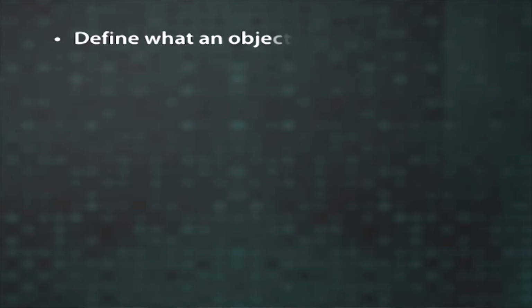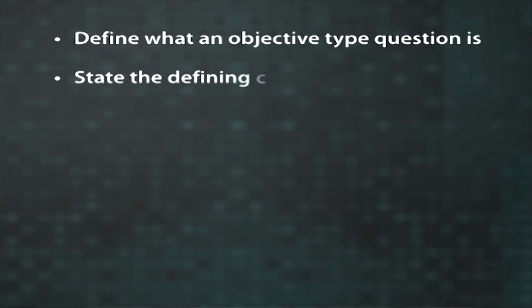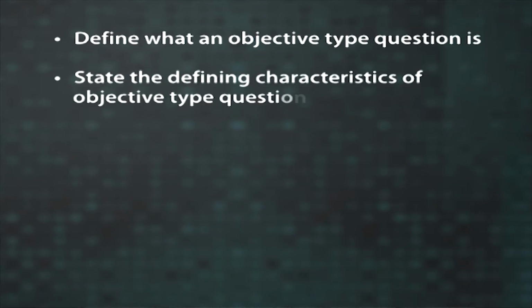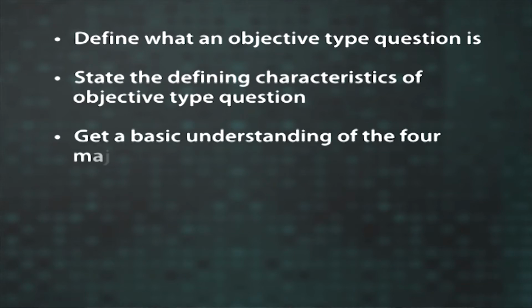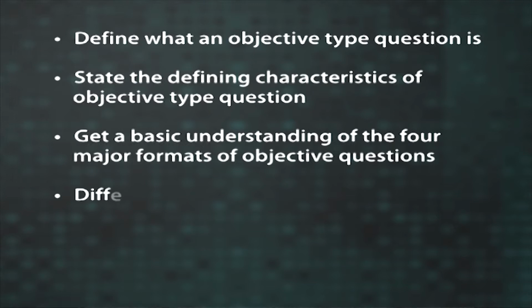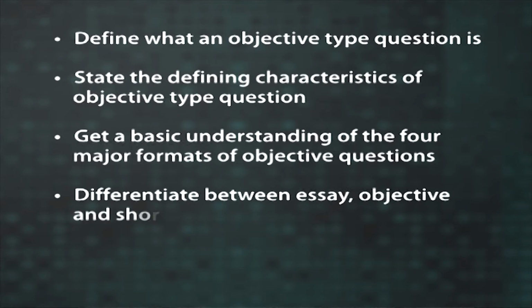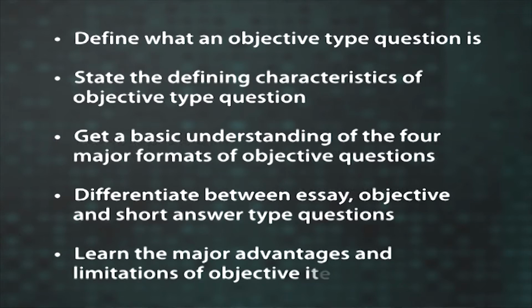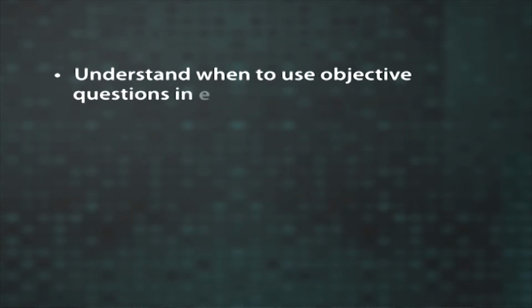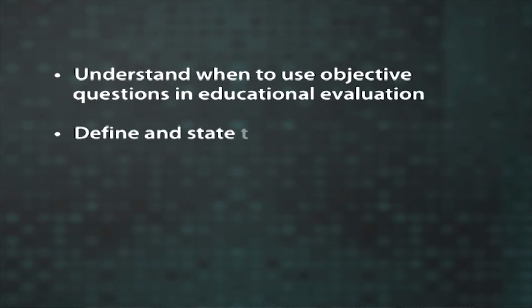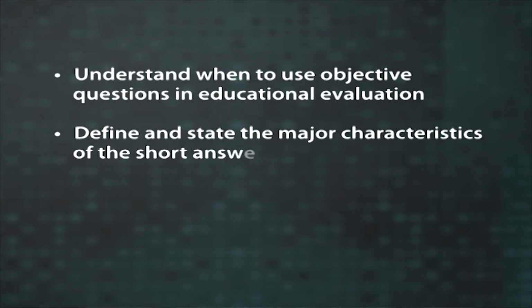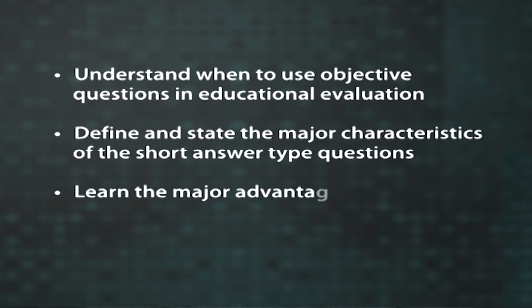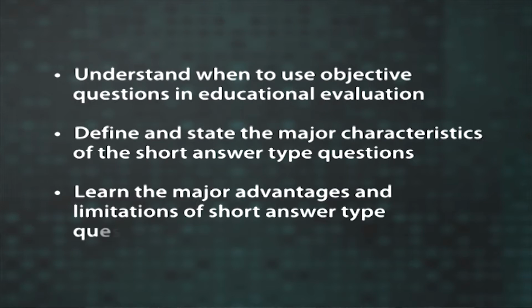By the end of this unit, you will be able to define what an objective type question is, state the defining characteristics of objective type questions, get a basic understanding of the four major formats of objective questions, differentiate between essay, objective and short answer type questions, learn the major advantages and limitations of objective items, understand when to use objective questions in educational evaluation, define and state the major characteristics of the short answer type questions, and learn the major advantages and limitations of short answer type questions.